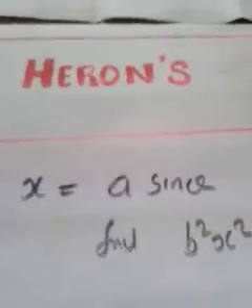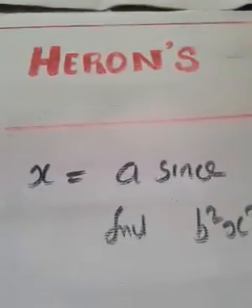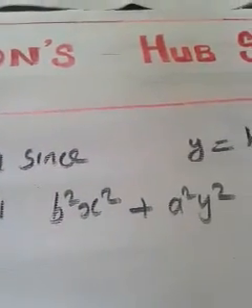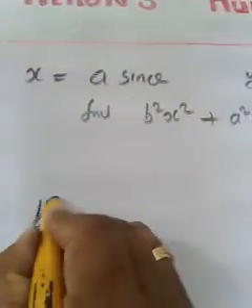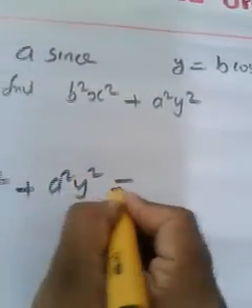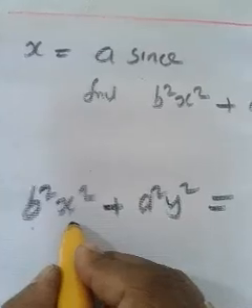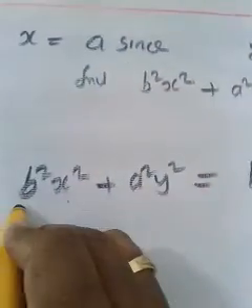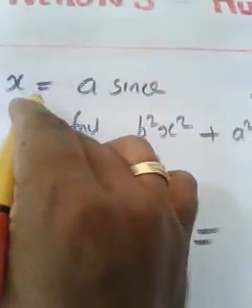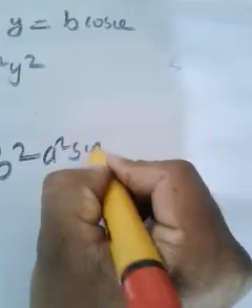It is a very simple question. The question gives that x is equal to a sine theta and y is equal to b cos theta. Find b square x square plus a square y square. Okay, let me calculate that. The question is to calculate b square x square plus a square y square. So b square as it is, and next I will write x square. What is x? x is nothing but a sine theta. So x square will be a square sine square theta.